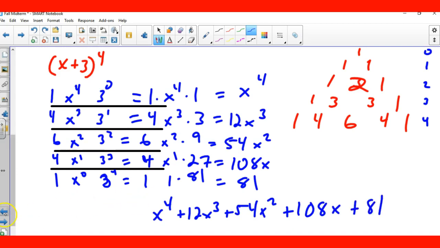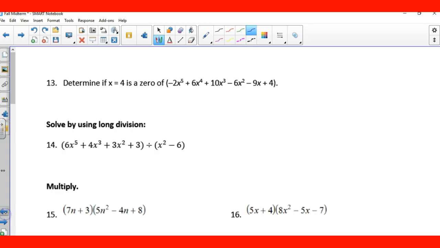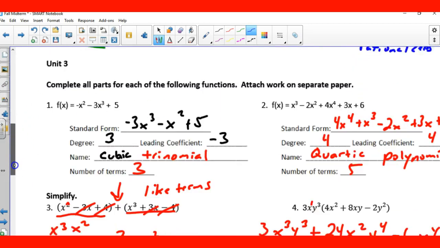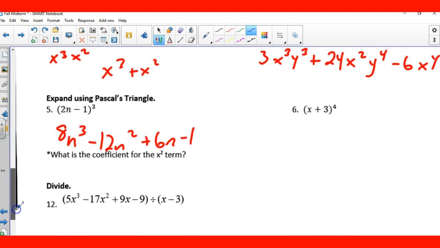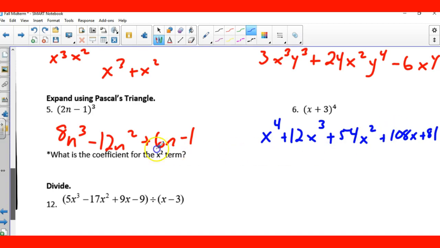Alright. So I'm going to take that back over here. Here we go. X to the 4th plus 12x cubed plus 54x squared plus 108x plus 81. There we go. Now, what is the coefficient for the x squared term?